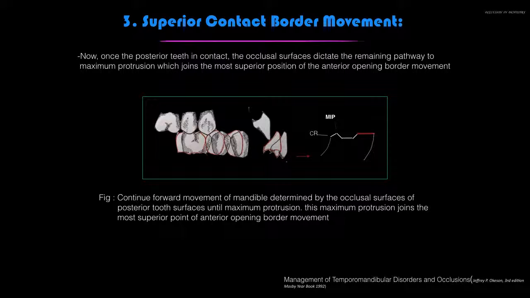The figure in this slide shows the continued forward movement of the mandible determined by the occlusal surfaces of the posterior tooth surfaces until maximum protrusion. This maximum protrusion later joins the most superior point of the anterior opening border movement.